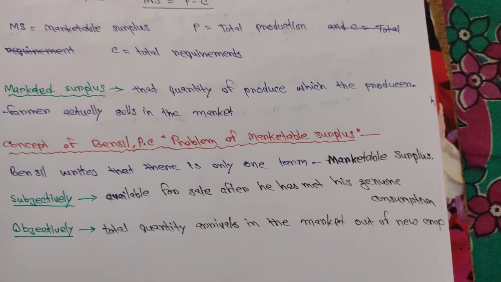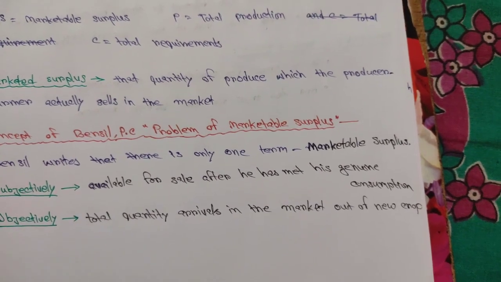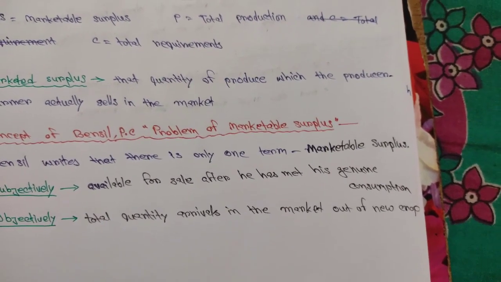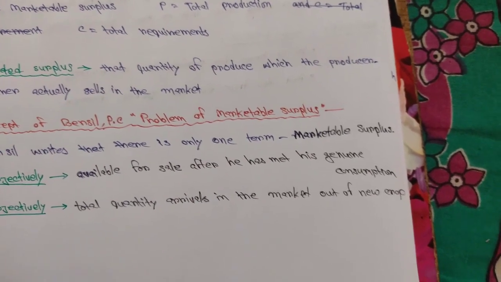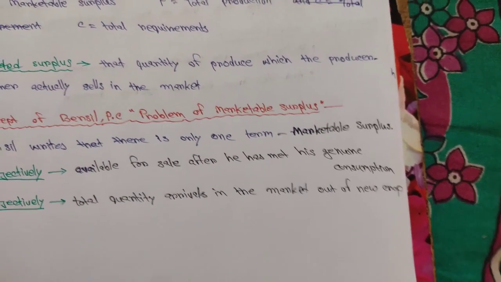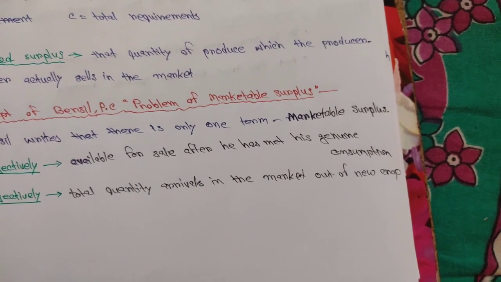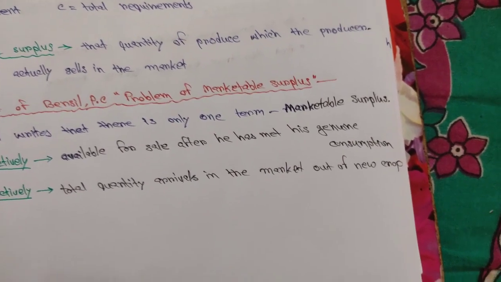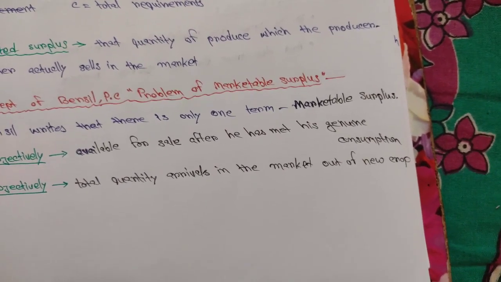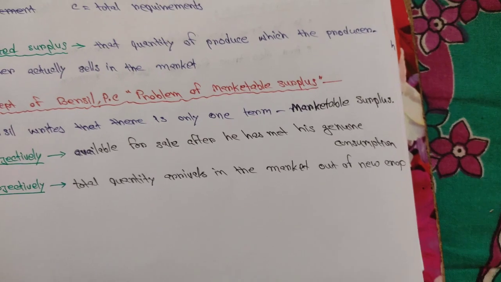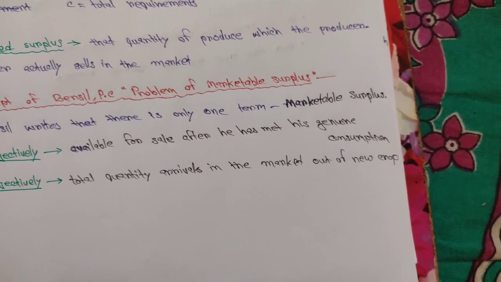But there is another concept, by P.C. Bansil. In his book Problem of Marketable Surplus, Bansil writes that there is only one term, marketable surplus, and no significance of marketed surplus in the concept of surplus. And he divides marketable surplus into two parts: one is the subjective concept and the other is the objective concept. Subjectively means the amount available for sale after he meets his genuine consumption.